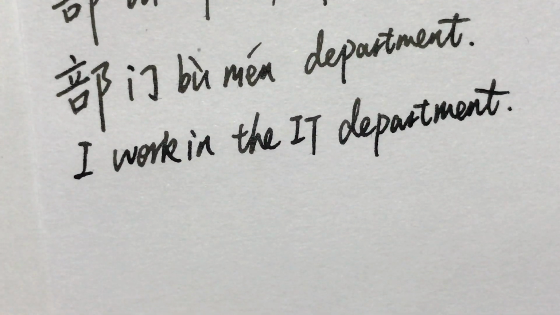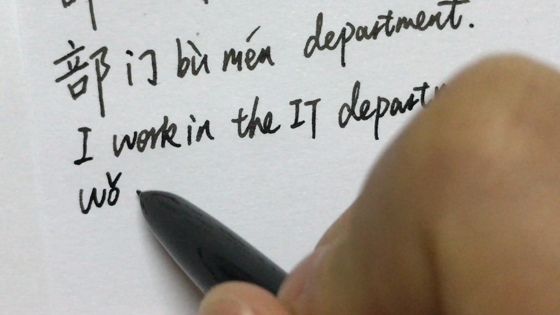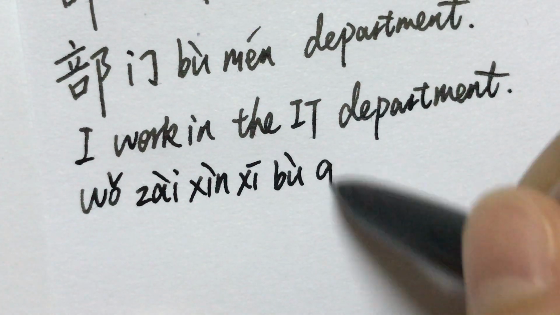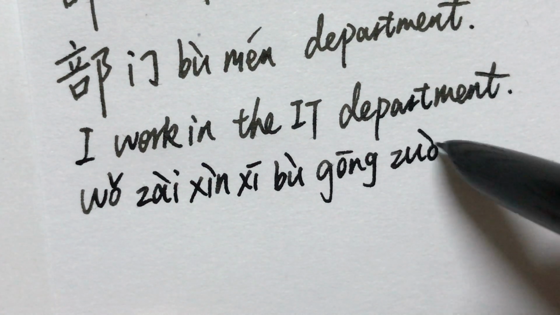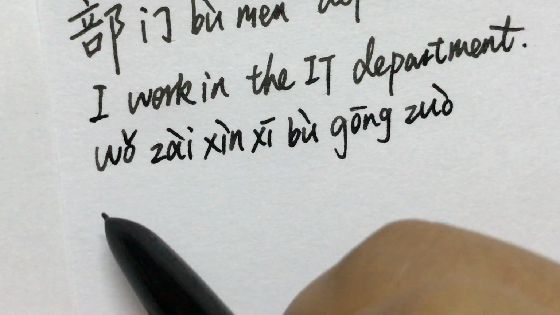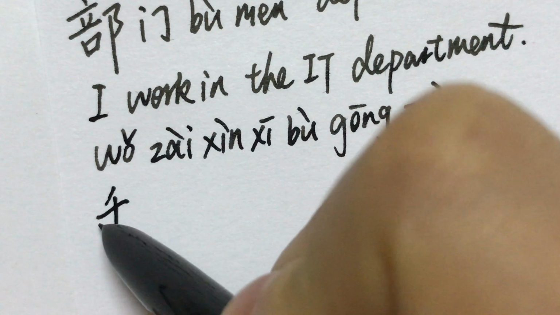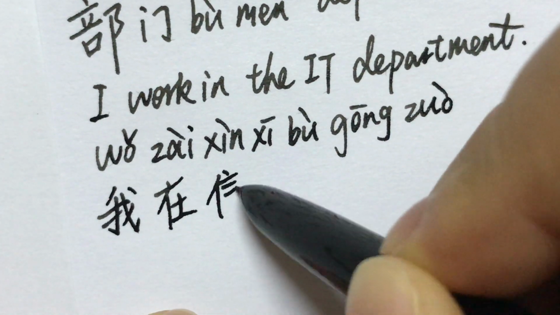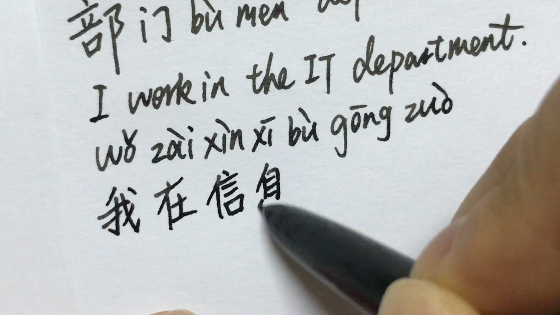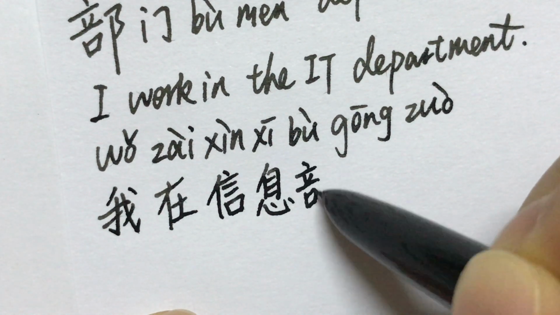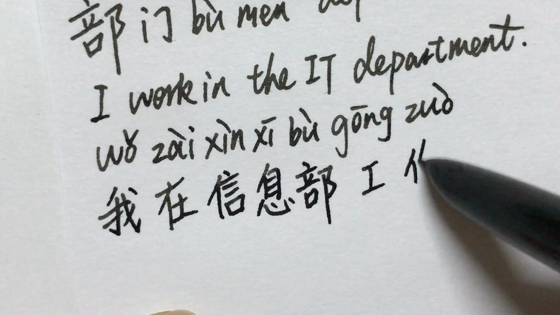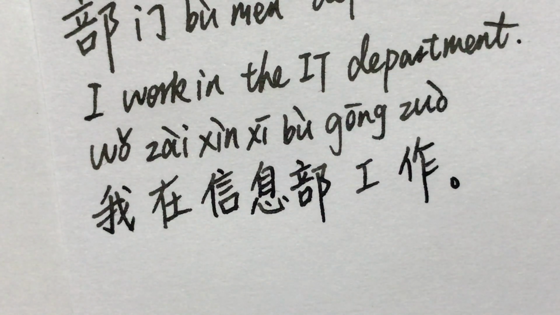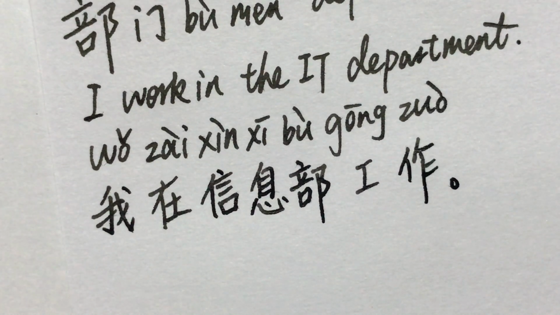IT department, 信息部。我在信息部工作。I work in the IT department. 在信息部工作。部门, department. I work in the IT department.